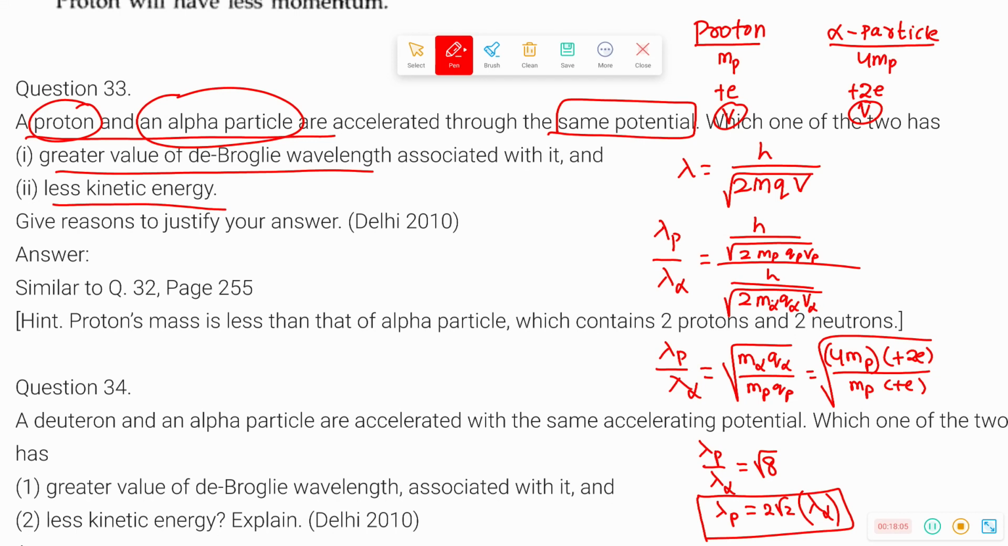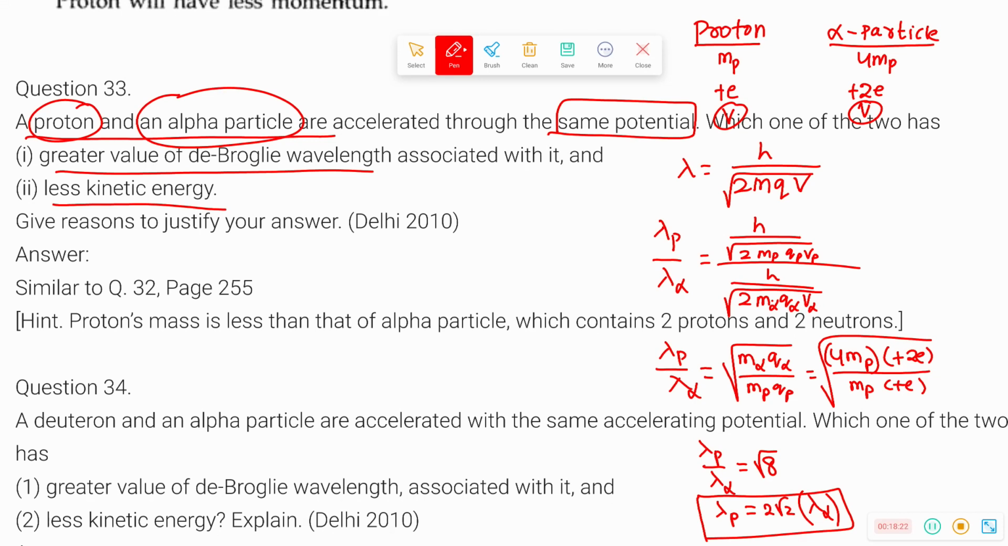Clear? Proton will have greater value. So like this. When the potential is the same, this is the relation that comes: lambda alpha by lambda proton is 1 by 2 root 2, or lambda proton equals 2 root 2 into lambda alpha. MCQ questions can come in different ways.